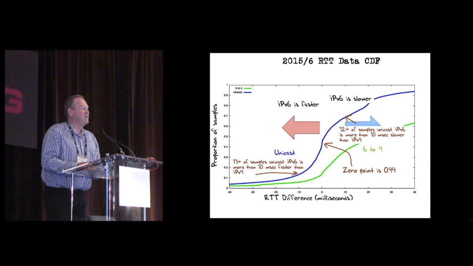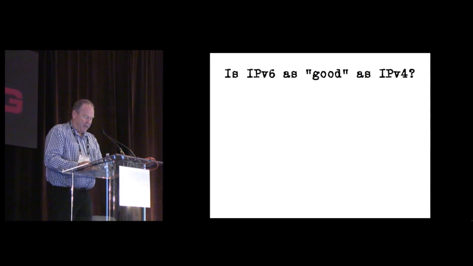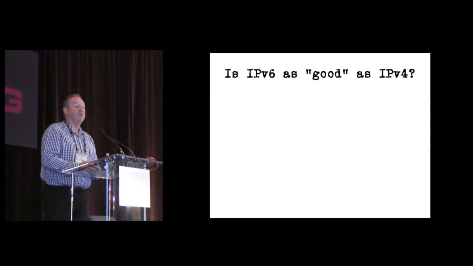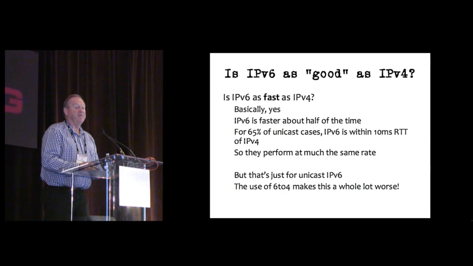The 44%. 44% of the time V6 is either the same or faster, 56% of the time it's that shade slower. But that's not bad, that's actually pretty good. So we can start to actually get now to the question that I asked right at the front, to give you some time for questions. Is V6 really as good as V4? Well, if your parameter is fast, is it as quick? Then frankly, yes, it's as good. Half the time it's faster, half the time it's not. 65% of the time it's within 10 milliseconds on these measurements. That's good. So it performs at about much the same rate.